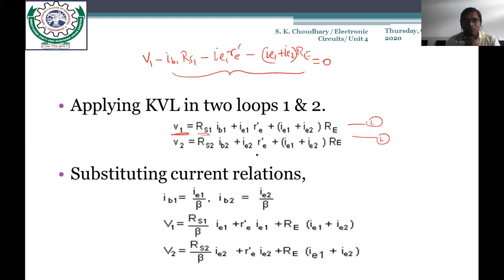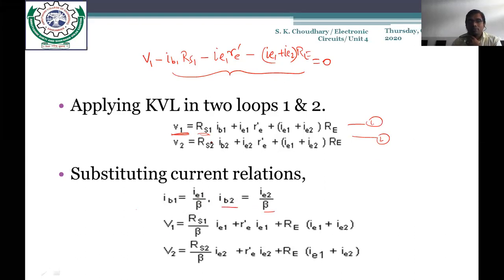Now we have to substitute some current values into these voltage equations. So first of all, what is the relationship of the currents? We know that IB1 is equal to IE1 upon beta, because this is a common emitter configuration, two common emitter configurations merged to make an emitter coupled differential amplifier. So in this case, IE1 is equal to beta IB1. We have already discussed this. Now IB2 is also the same.